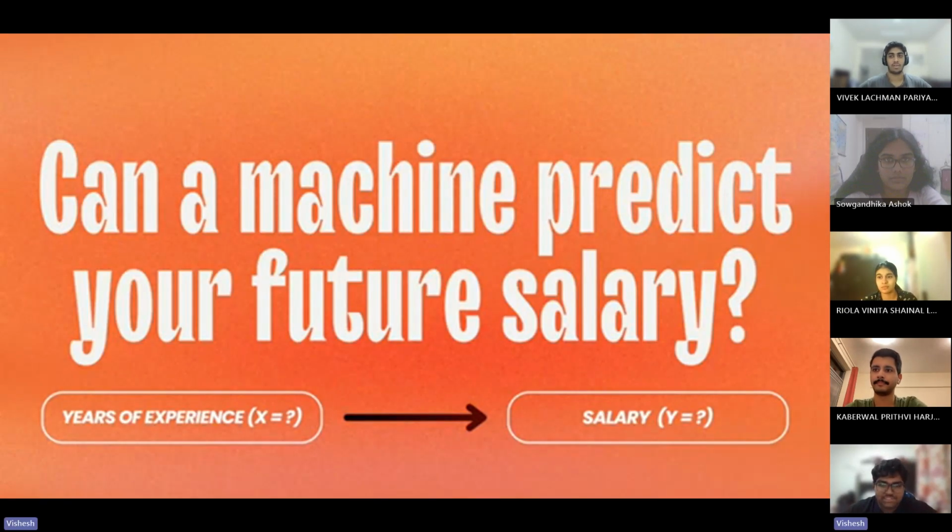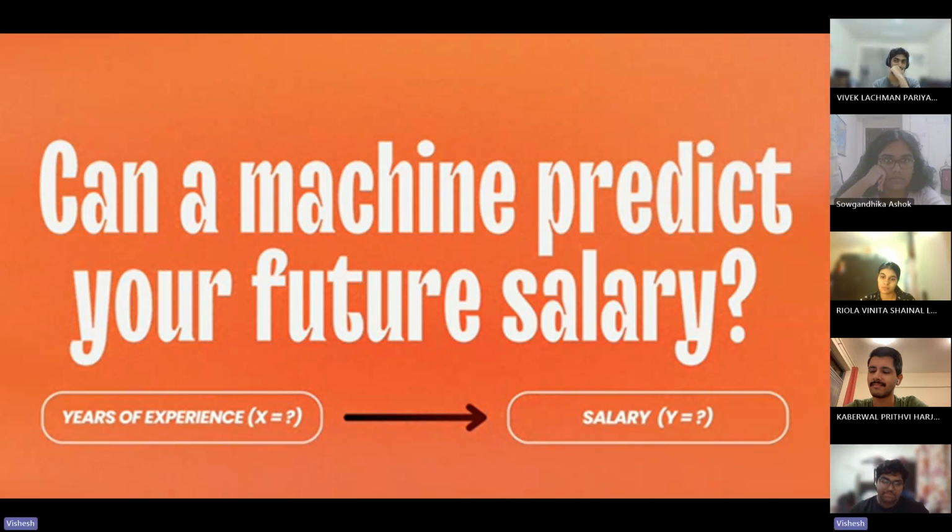So, can a machine predict your future salary? That's not a hypothetical question. That's exactly what we are going to show you today. If I told you that two variables, a few data points, and one mathematical concept is all that you require to make precise predictions about salaries, fuel efficiency, and almost anything else that follows, would you believe me? Maybe not. But by the end of the video and the presentation, you will.